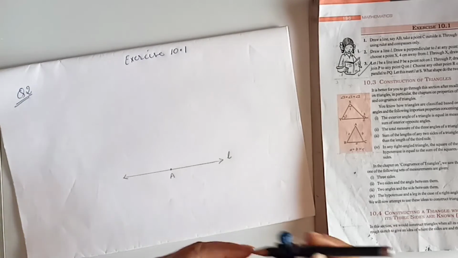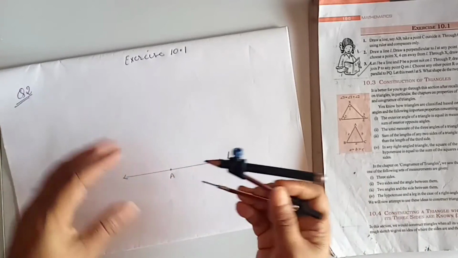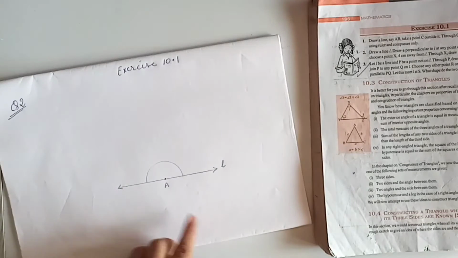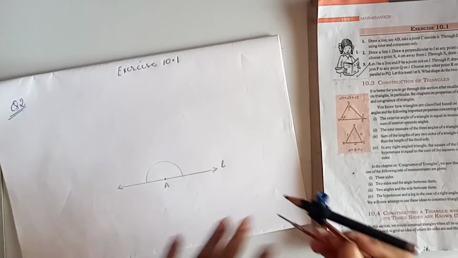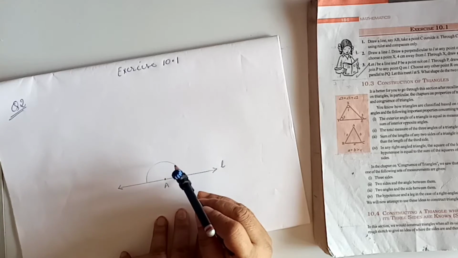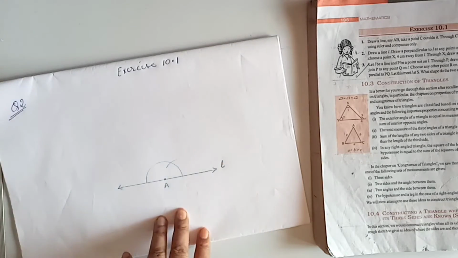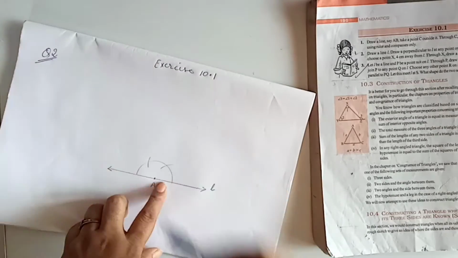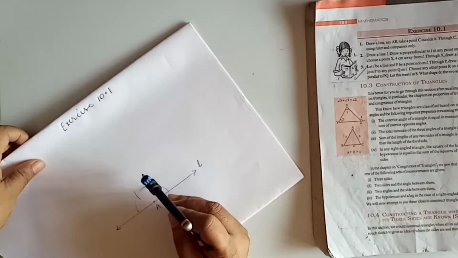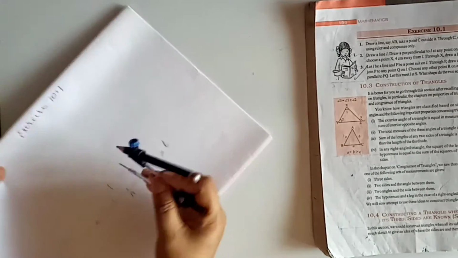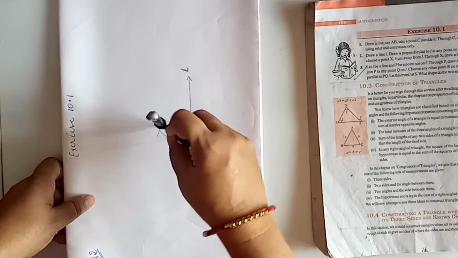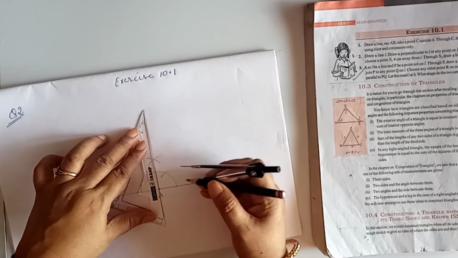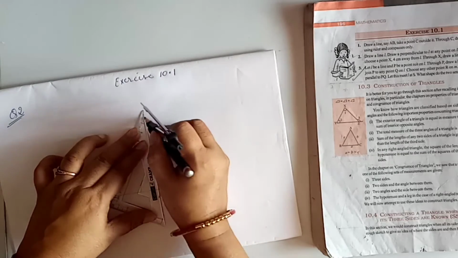Now we know how to draw a perpendicular line. Take any measurement in your rounder, and draw an arc like this. Now don't disturb this measurement. Keep your rounder at this point of intersection and cut the arc. Now keep your rounder at the next point of intersection and cut the second arc. Done. Keep your rounder again at this point of intersection, cut the arc here, and again at this point of intersection and cut the arc. Now this is the perpendicular line, so I will join this point.